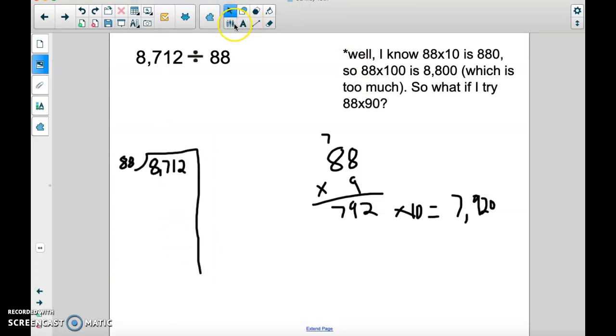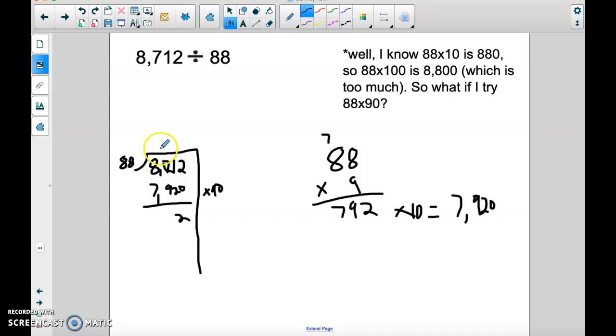So, set up my equation. I'm going to times it by 90. And I already did this math here. 7,920. I have a 2 on the end. I have to borrow here. This becomes a 6, so that this can become an 11. And then a 9. And then this becomes a 7. So this can become a 16. And that's 7. And look how nicely that turned out.